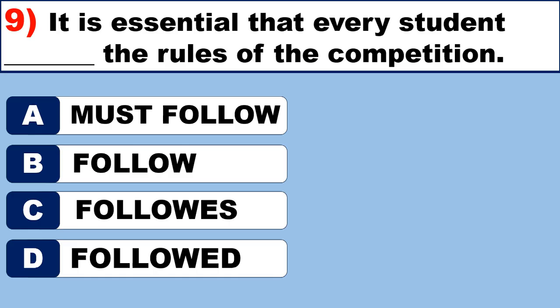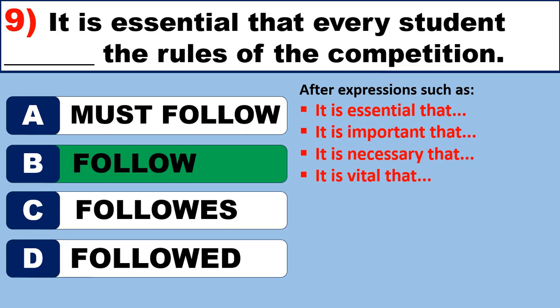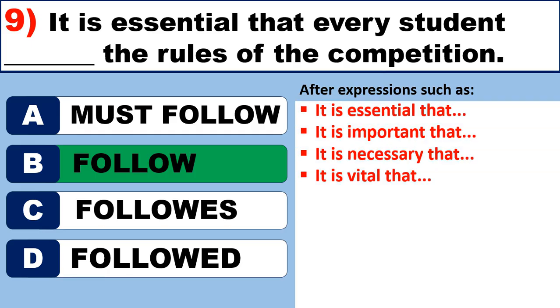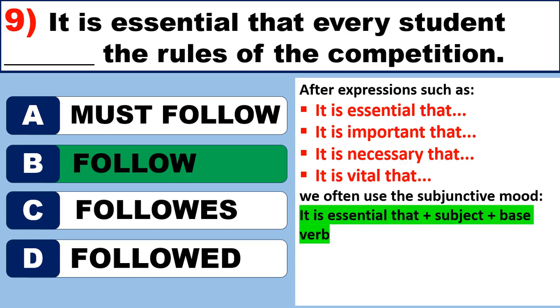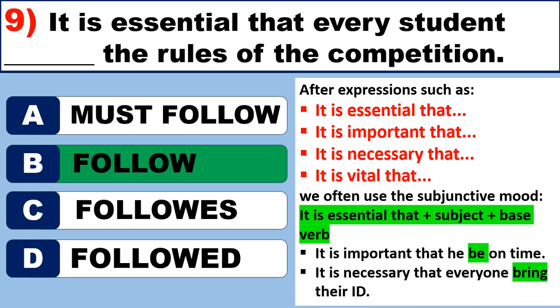So it is the same lesson. It is essential that every student follow the rules of the competition. Here, after expressions such as it is essential that, it is important that, it is necessary that, it is vital that, etc., we use the subjunctive mode. Okay? It is essential that, subject plus base form. It is important that he be on time. It is necessary that everyone brings their ID, their identity card.